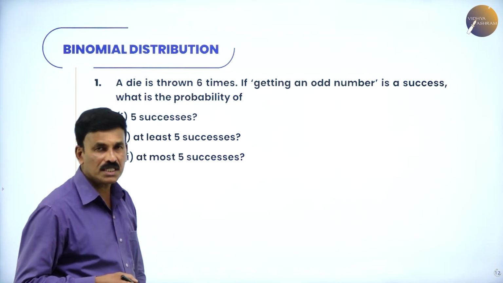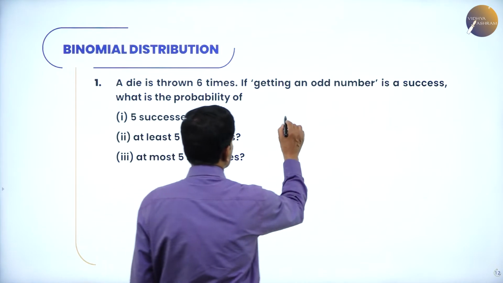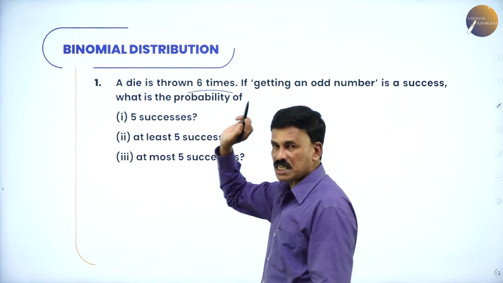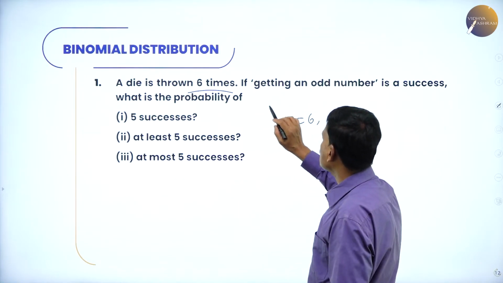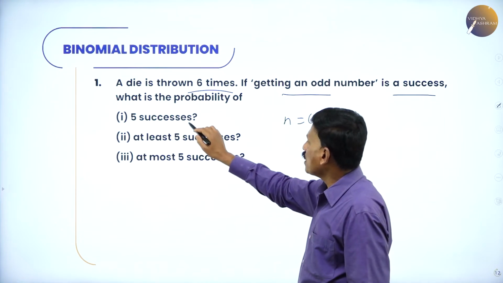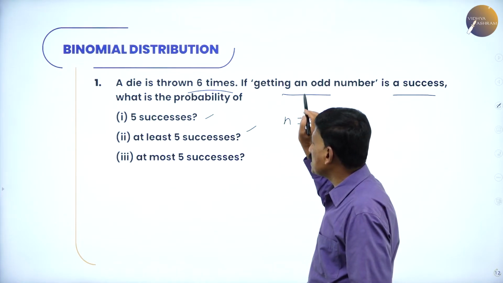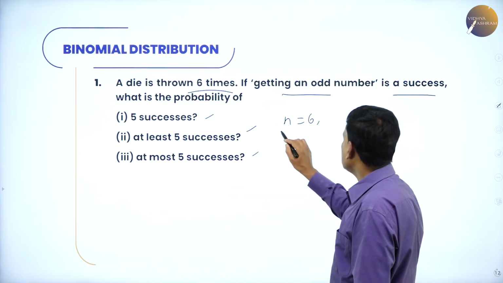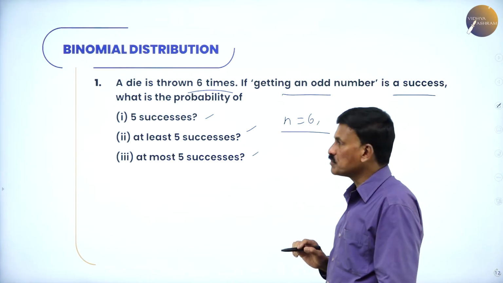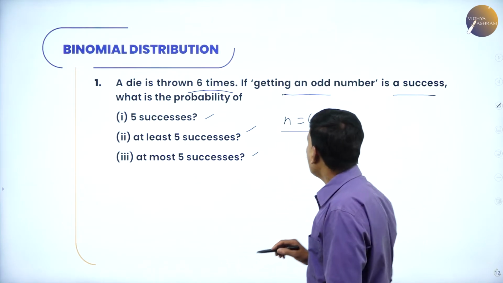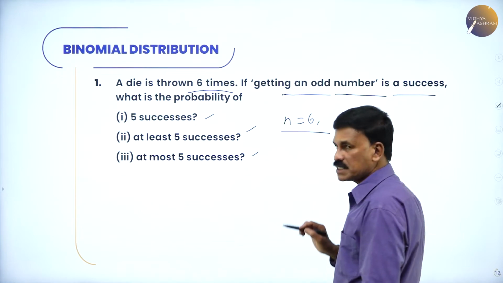This is a Bernoulli trial with n is equal to 6. What is given? A die is thrown 6 times. Getting an odd number is a success. What is the probability of 5 successes, at least 5 successes and at most 5 successes? Now, here this is a Bernoulli trial with n is equal to 6, and let us define P as the probability of getting an odd number as a success.